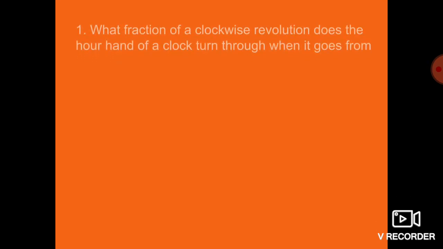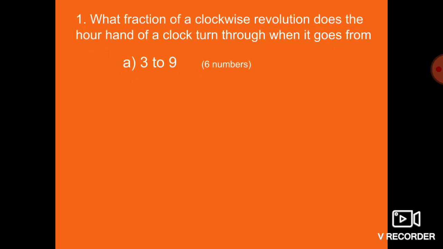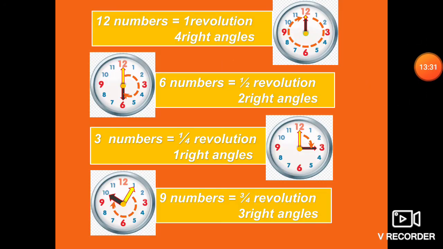From the above table, here you can see the table here. Listen, our question is this. One table is there. When 6 numbers come, how many revolution? Half revolution. When 3 numbers come, how many revolution? 1 by 4 revolution. When 9 numbers come, how many revolution? 3 by 4 revolution. When 12 numbers come, how many revolution? 1 revolution. Using this table, we find the answers.